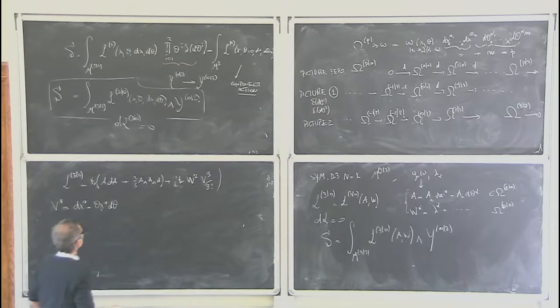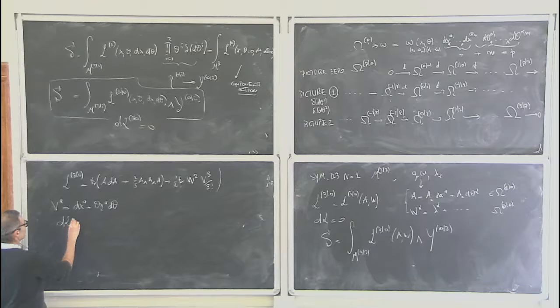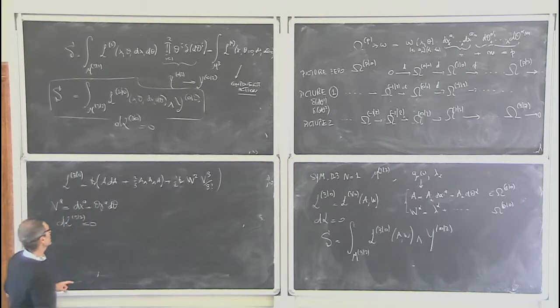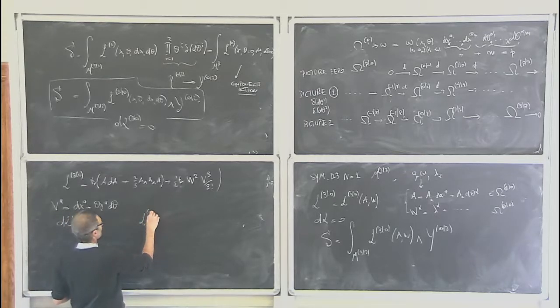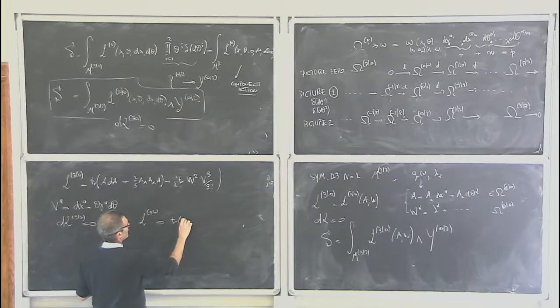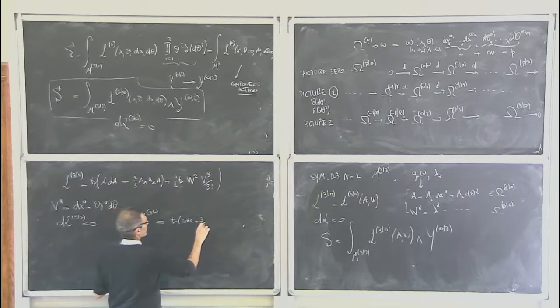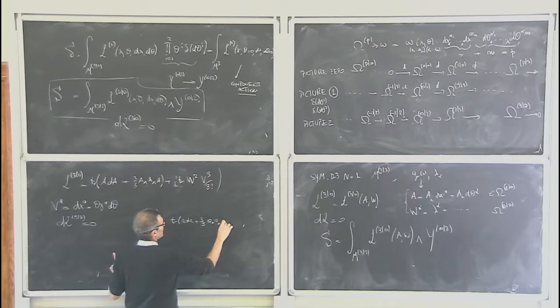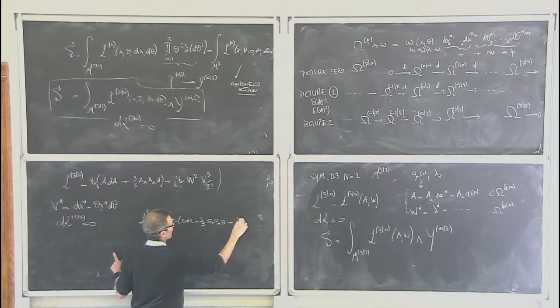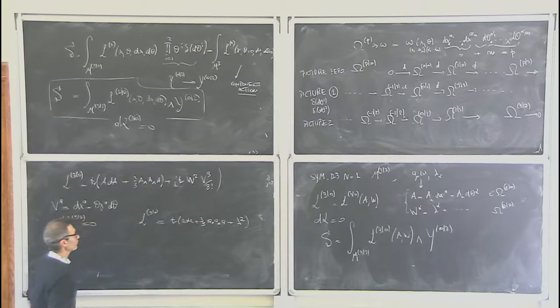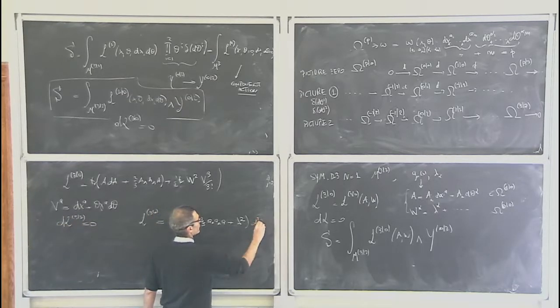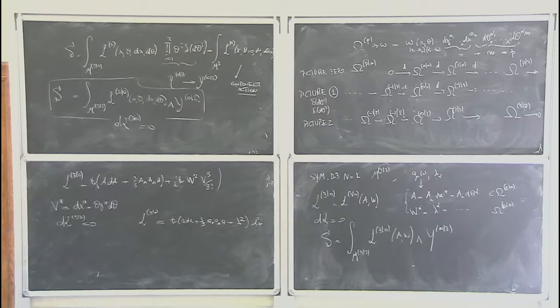So this action has the property that it is closed, it is equal to 0. If you go to the component action, this gives you exactly the trace of A dA plus 2/3 of A wedge A wedge A, plus the fermionic mass terms, times, let's say, d^3x. Maybe a factor of 2 here.